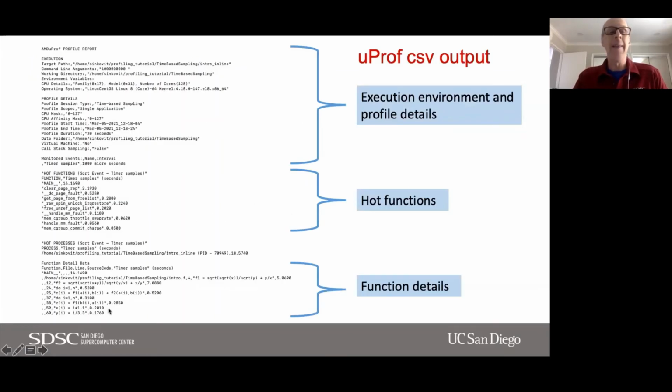Okay. And then this is what the output is going to look like. I know this is going to be hard to read here. Maybe download the slides and look at this later. But at the top, you're going to get information on the execution environment. It's going to tell you things like the kind of sampling that you were doing, when you started the profiling, when you ended the profiling, the target executable, command line arguments, and so on.